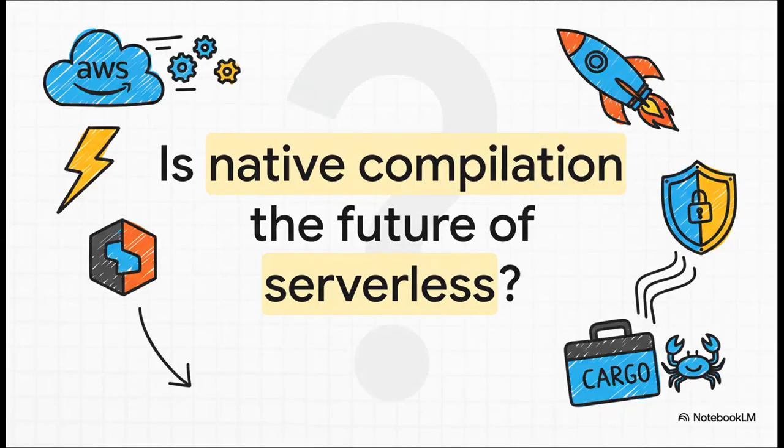So when you step back and look at it, Rust lets you take this highly optimized native binary and deploy it directly to a minimal OS. You get incredible performance and safety. And that really leaves us with a big question to chew on. Is this model, this idea of native compilation, the real future of high-performance serverless computing?